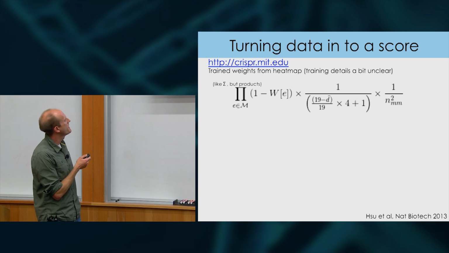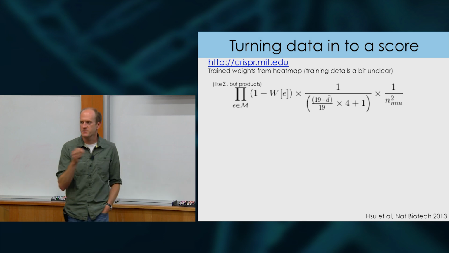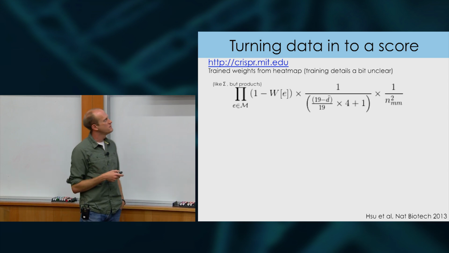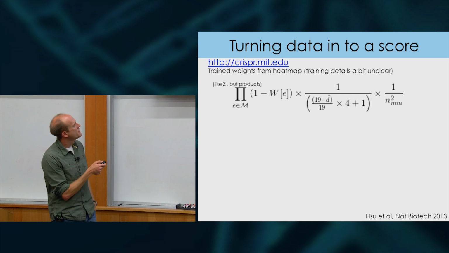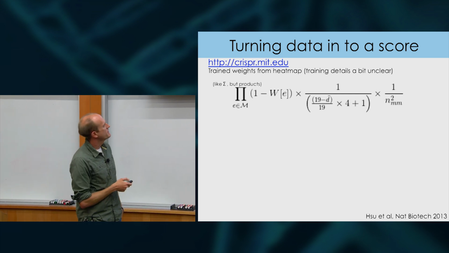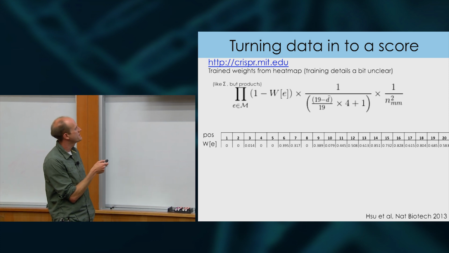For those of you that don't do a lot of math, this is basically just the same as sigma, which is adding up terms, but instead you multiply them. You look at products. So you look at 1 minus the weight at the position, and then you multiply by this thing that looks really complicated. We'll get into what that complicated thing is in a moment.